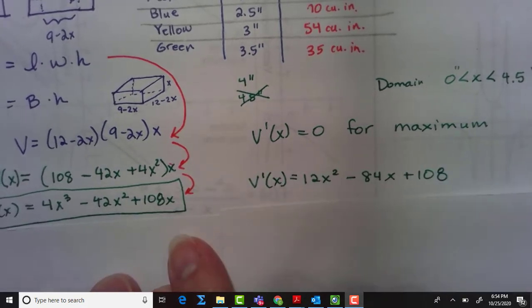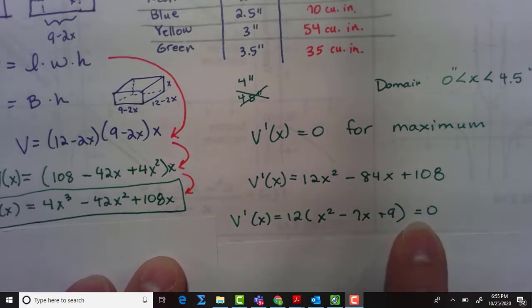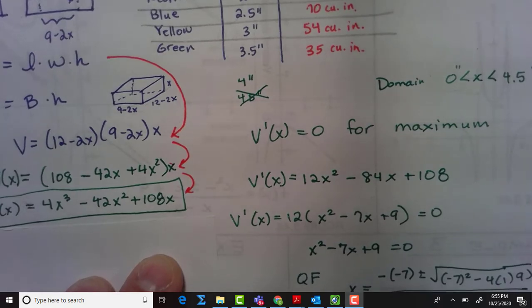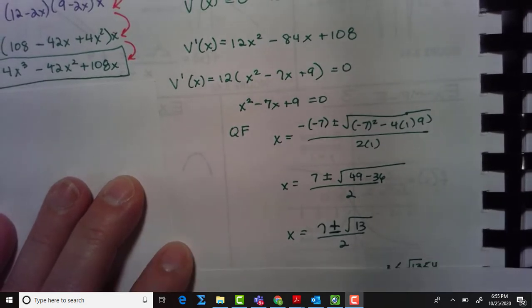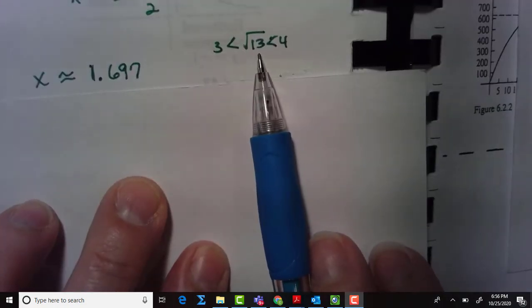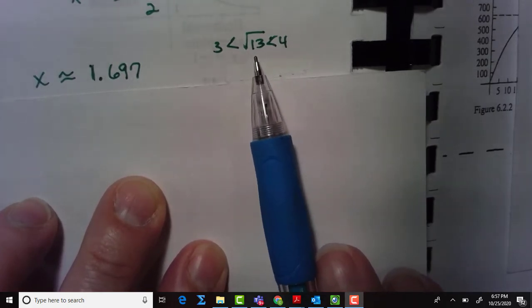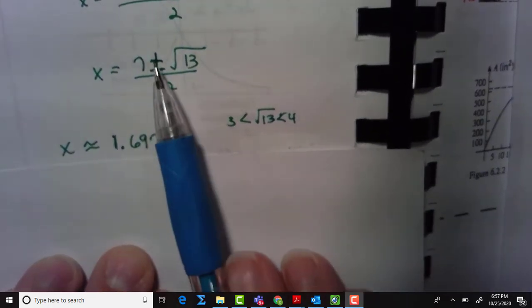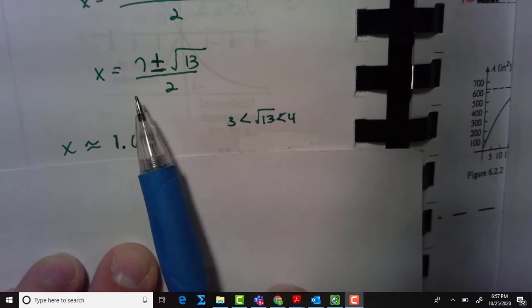So we know how to do the calculus: taking our volume, find the derivative of it. We can factor out a 12 to make this a little bit easier. And when we go to solve, this isn't factorable nicely, so we're going to have to use the quadratic formula. When we do, we get 7 plus or minus the square root of 13, all over 2. Now, I don't know what the square root of 13 is, but I do know the square root of 9 is 3, and the square root of 16 is 4, so clearly this has to be some number between 3 and 4. So we are going to take 7 and add and subtract some number between 3 and 4, maybe 3.5, I don't know, and then divide by 2.